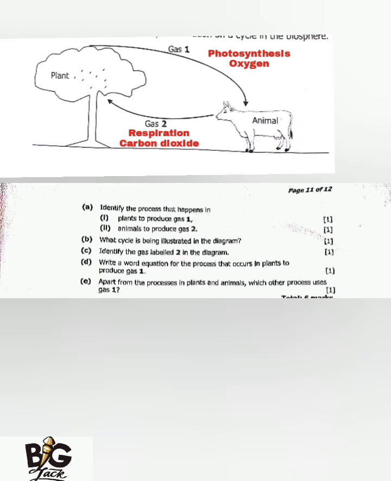Then B is saying, what cycle is being illustrated in the diagram? This one here I can say carbon-oxygen cycle, because on this diagram nothing is being illustrated apart from oxygen and carbon dioxide. Then C is saying, identify the gas labeled 2 in the diagram. So gas labeled 2 in the diagram is called carbon dioxide.